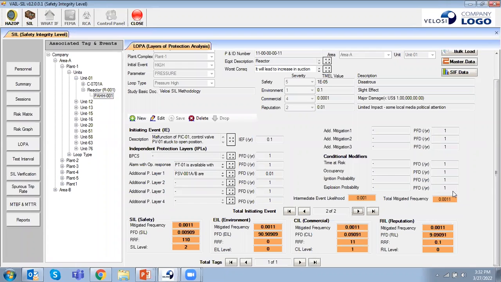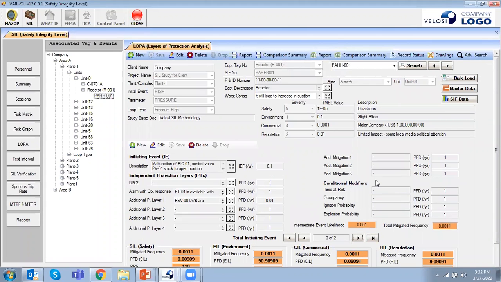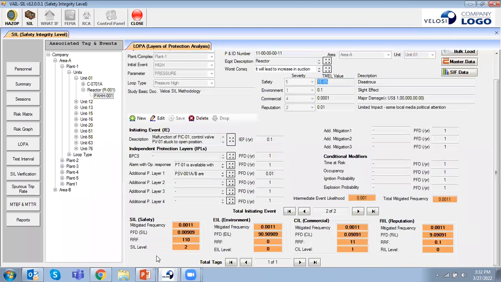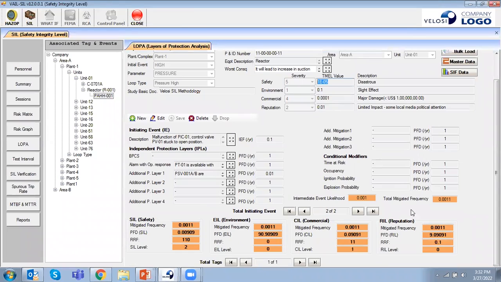Now from the formula, we can calculate the PFD. How can we calculate the PFD? By dividing the TMEL value. This is a numeric value. This is also a numeric value. We can calculate the PFD value by dividing TMEL by the total mitigated frequency. 10 raised to the power minus 5 divided by 0.0011. We will get this value, 0.009099.